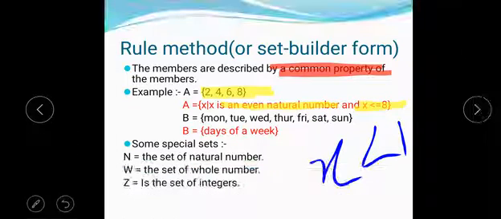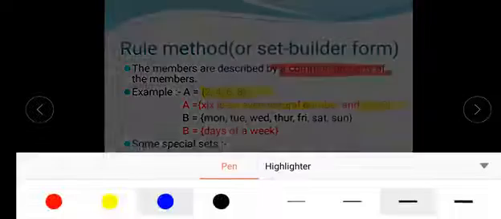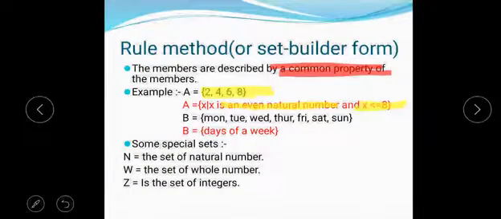Next example. B is a set of Monday, Tuesday, Wednesday, Thursday, Friday, Saturday, Sunday. So how do you write it in the rule method or set builder form? Days of the week. B is a set of days of the week.